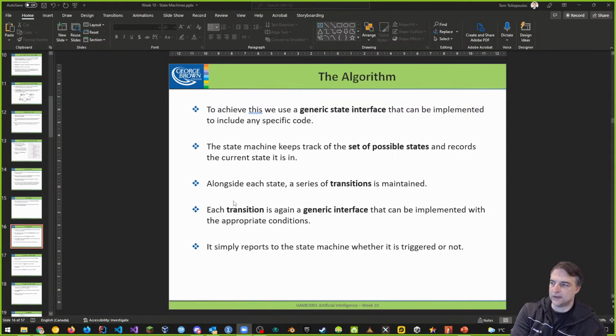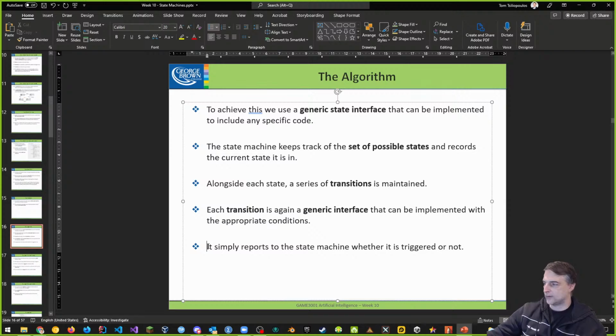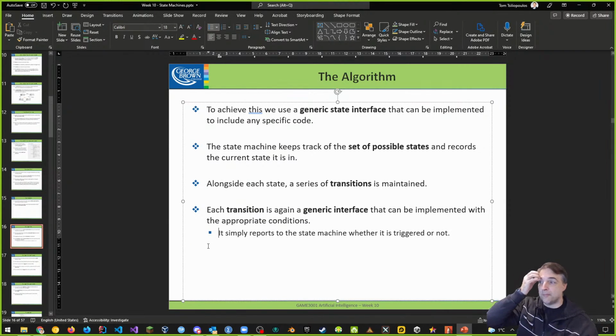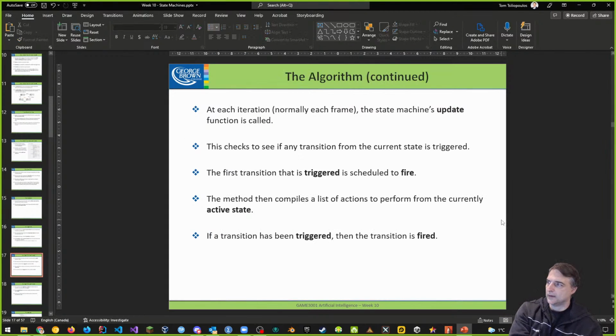Each transition is, again, using a generic interface, which we're going to be talking about. And it really simply reports back to the state machine whether it is triggered or not. So that is the transition. Okay, so that's what this is. And the great thing is, when it comes to keeping this all straight, it's pretty straightforward in terms of how it's going to work. We can picture it. This is the thing about state machines; they're very intuitive in terms of how we can put them together.